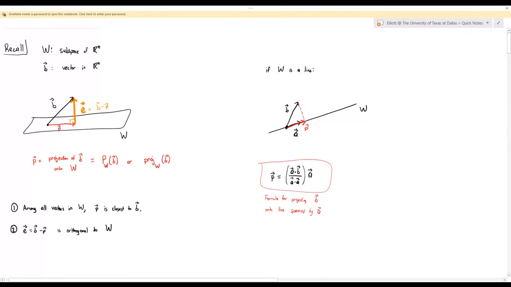And today I'm going to go over the general formula for projection. So if you want to project B onto any subspace, not necessarily a line, we'll go over the formula for that. Now before I get to that formula though, there's something else that I want to talk about first, which is another one of the applications.